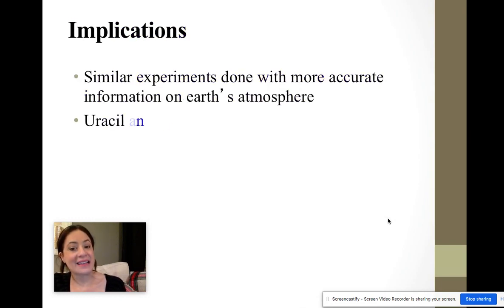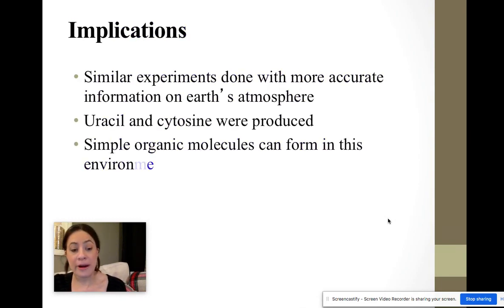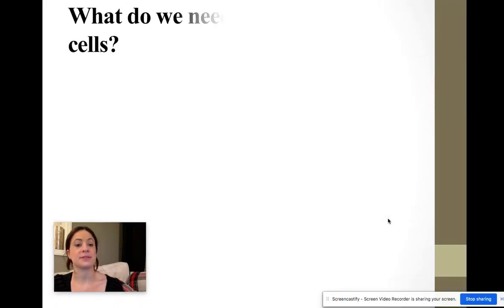So as we get more accurate information for life on Earth, these experiments would be performed more, and we would be able to form uracil and cytosine. And so it's evident that there are simple organic molecules that are able to form in this environment.